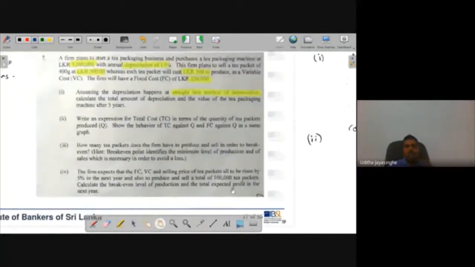Part number 3. How many tea packets does the firm have to produce and sell in order to break even? Okay, simple question is asking for the break-even point. The hint is also given: identify the minimum level of production and of sales which is necessary in order to avoid a loss. So no profit, no loss kind of a scenario.